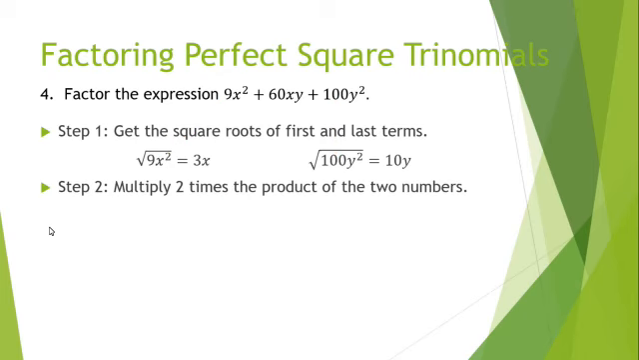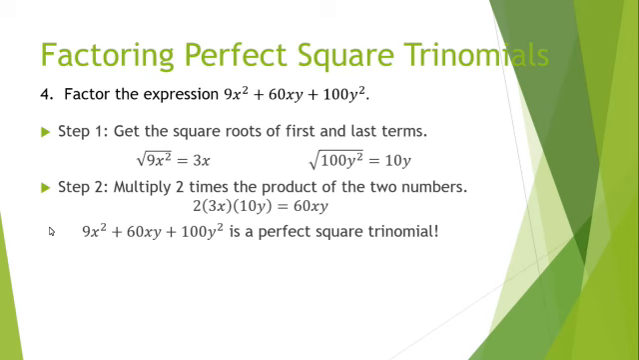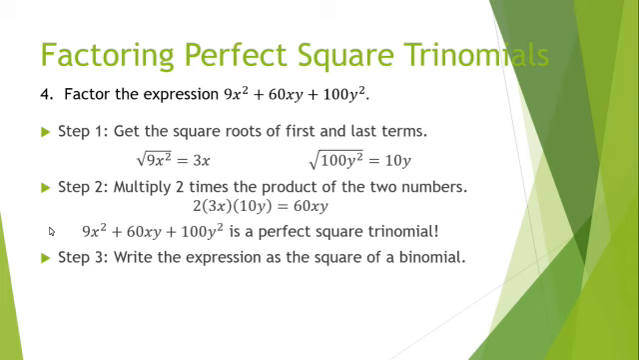Next is step 2. We have 2 times 3x times 10y, which is equal to 60xy. Notice again the red arrows. It indicates where 3x and 10y came from. Let us determine also whether 60xy matches the middle term of the given expression, which is indeed matched. Therefore, 9x squared plus 60xy plus 100y squared is a perfect square trinomial. This leads to step 3. Write the expression as a square of a binomial.